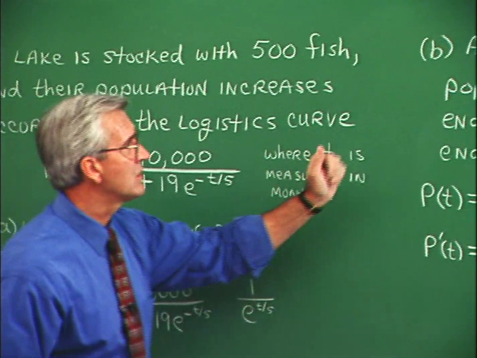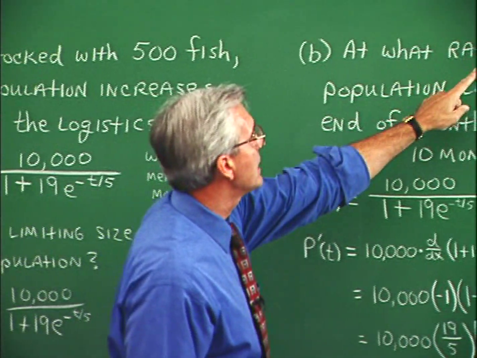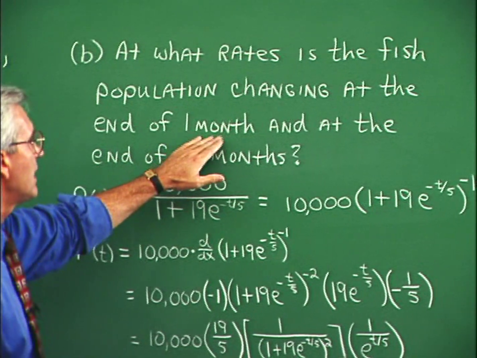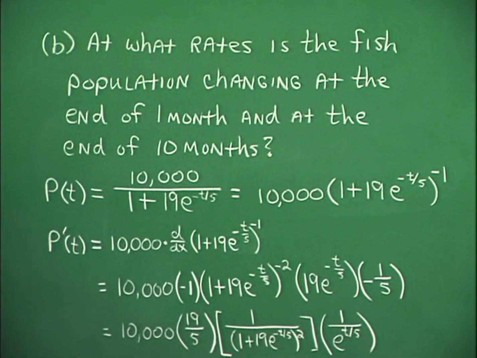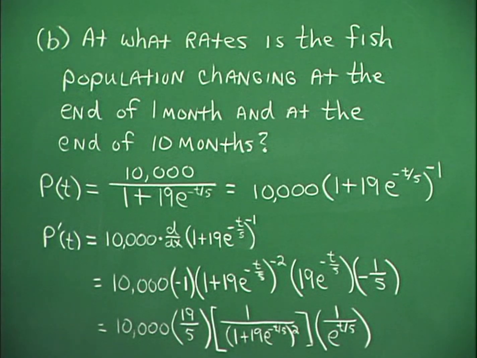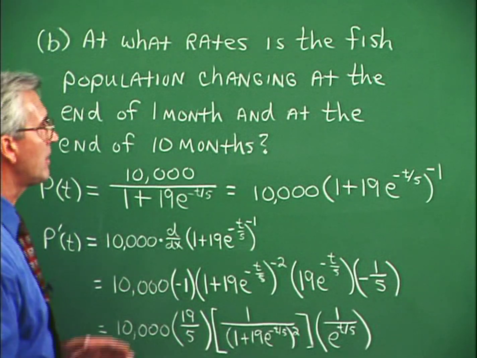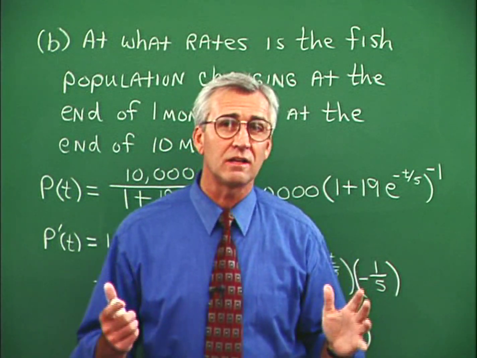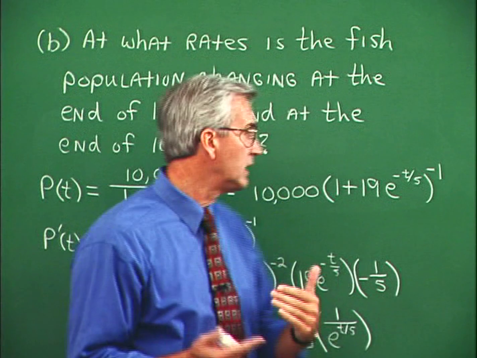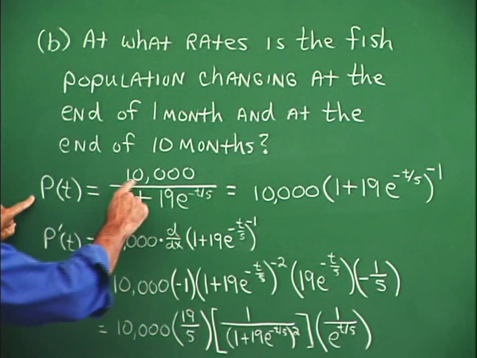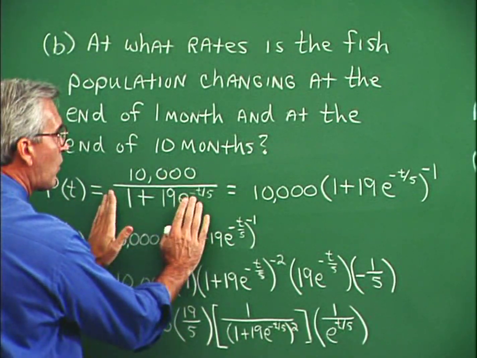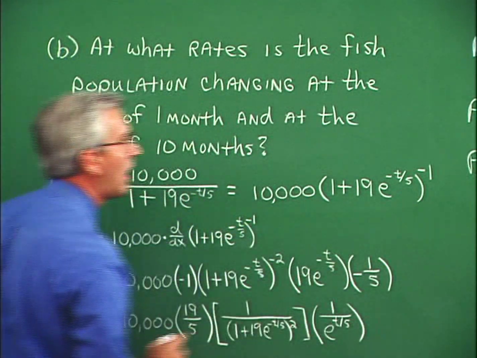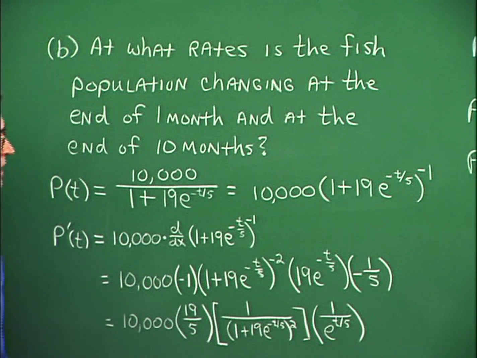Next question says, at what rates is the fish population changing at the end of 1 month and at the end of 10 months? Well, when we start talking about rate of change, we think immediately about the derivative. So we need to take the derivative of P(t). Now, P(t) is this, and I'll rewrite it as 10,000 times the denominator to the negative 1 power. It might make it a little easier to think about.